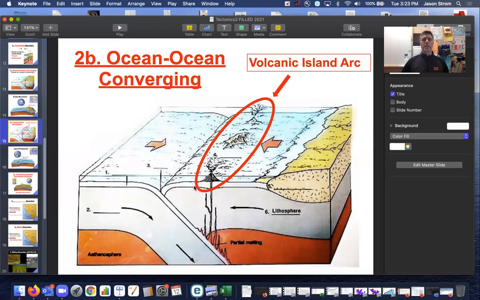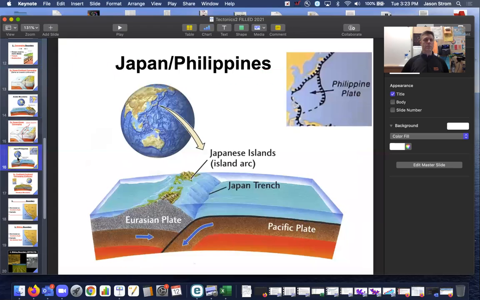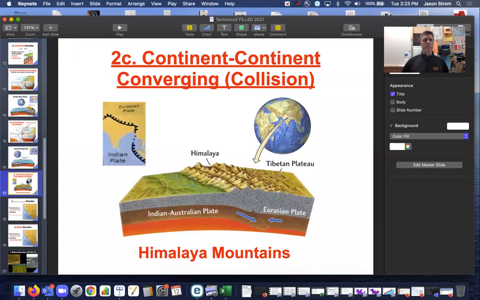Volcanic island arcs can form in the ocean. Good examples are Japan and the Philippines. If you have two continental plates, you have more of a collision. An example of that would be the Himalayan mountains as India gets pushed north into the Eurasian plate.